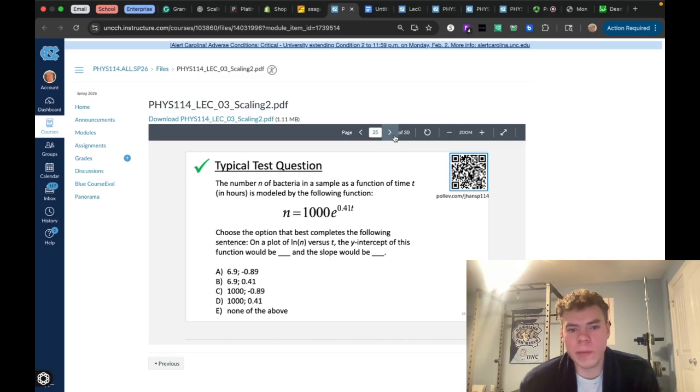The number n of bacteria in a sample as a function of time is modeled by the following function. Choose the option that best completes the following sentence. On a plot of log versus time, the y-intercept of this function would be and the slope would be.